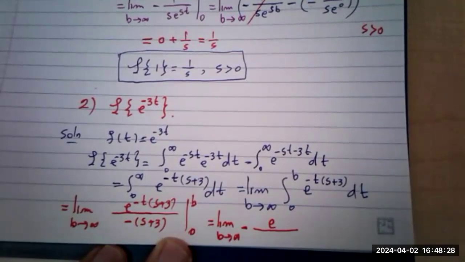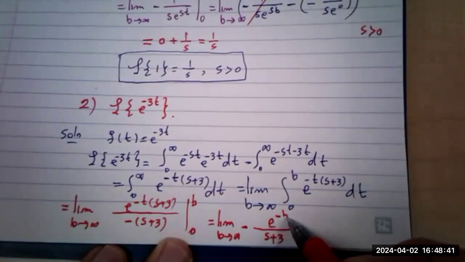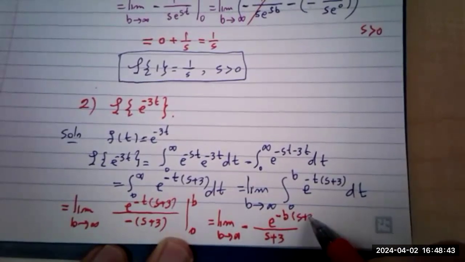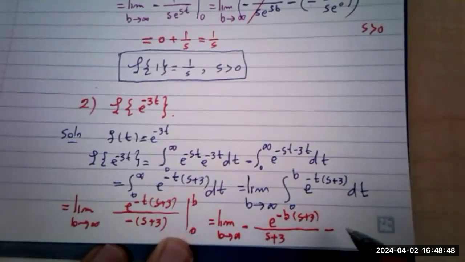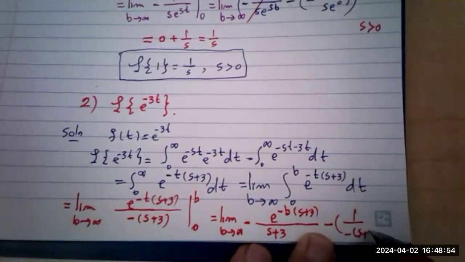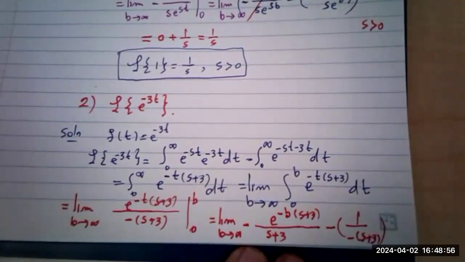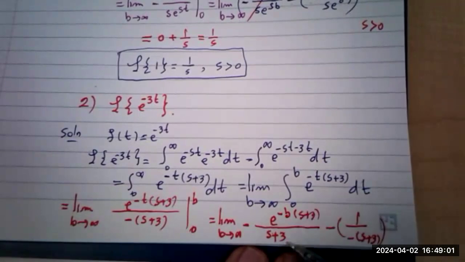Okay, this is going to be the case. Okay, so this is going to be s plus 3. S plus 3, the top is going to be like the previous one that we did. If you substitute, that gives you a negative b times s plus 3. Okay, and minus, if you put the 0, that gives you negative 1 over negative s plus 3. Well, as we did for the other one, you bring this one down, this would be 0. And the result eventually would be 1 over s plus 3.